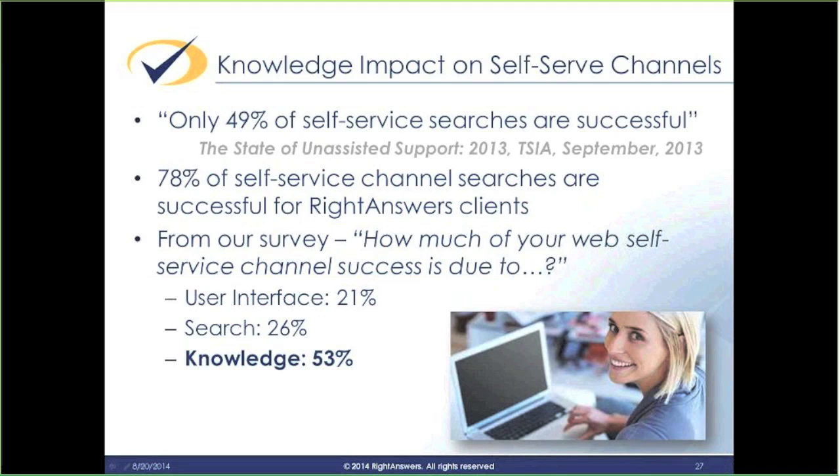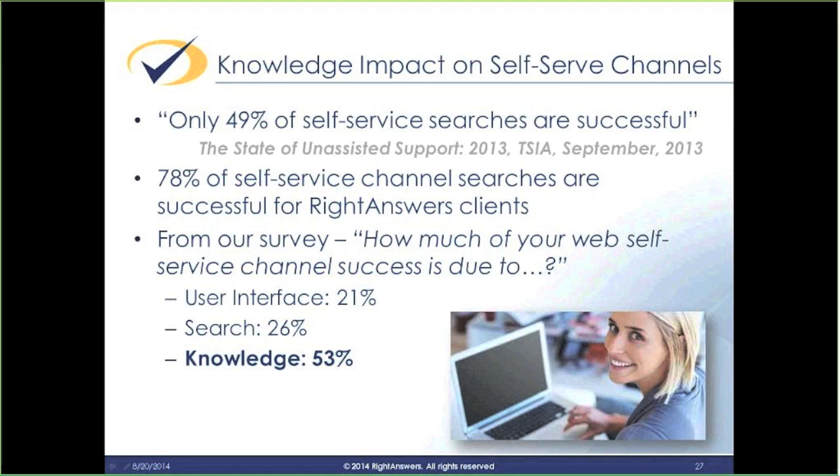So when you are using your self-service channels, there's an organization called the TSIA. It's Technical Services Industry Association. And they had done a report, and one of the survey findings is that of all self-service searches, less than half are actually successful. That means when people are looking for their own answers, more than half the time they end up picking up the phone and calling an agent.